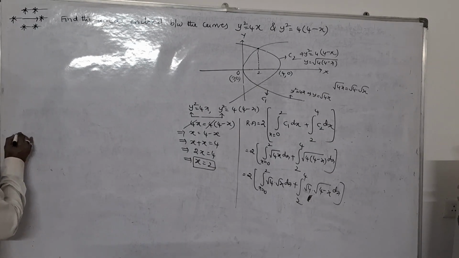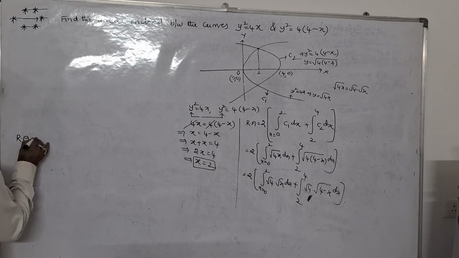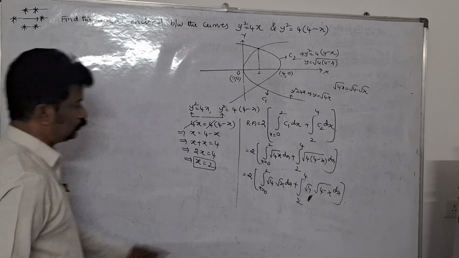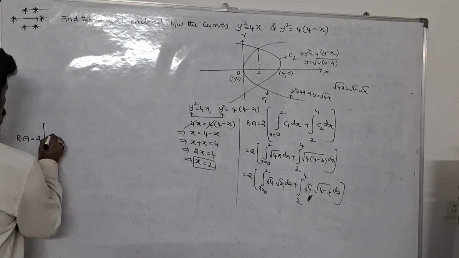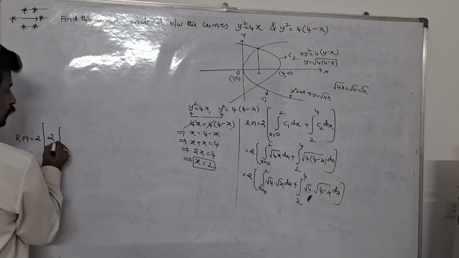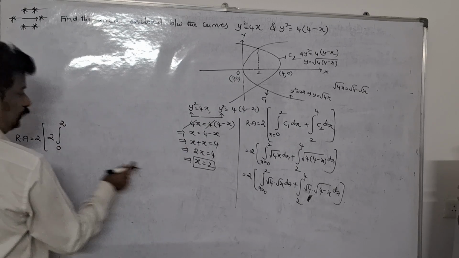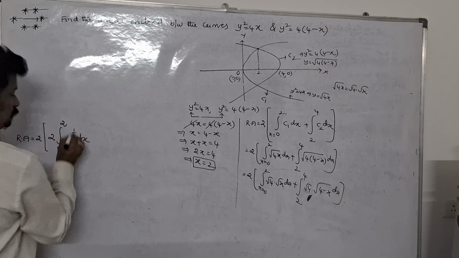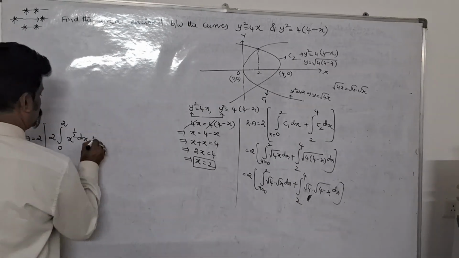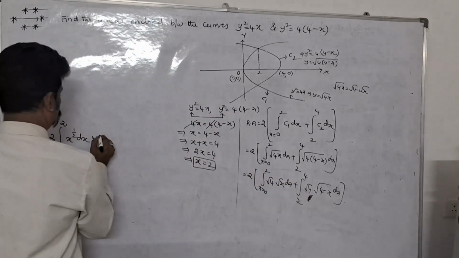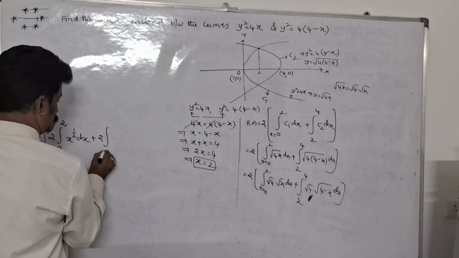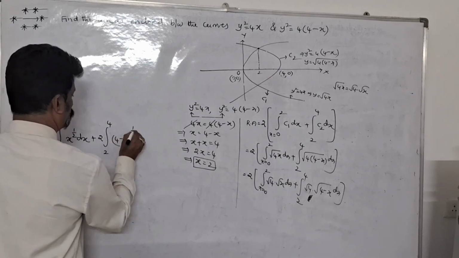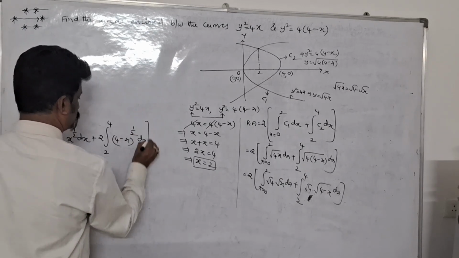So required area is equal to 2 into, root 4 is equal to 2, 2 into integration 0 to 2. Root x means x power 1 by 2 into dx. Right? Plus root 4 is equal to 2, 2 into integration 2 to 4. 4 minus x whole to the power of 1 by 2 into dx.